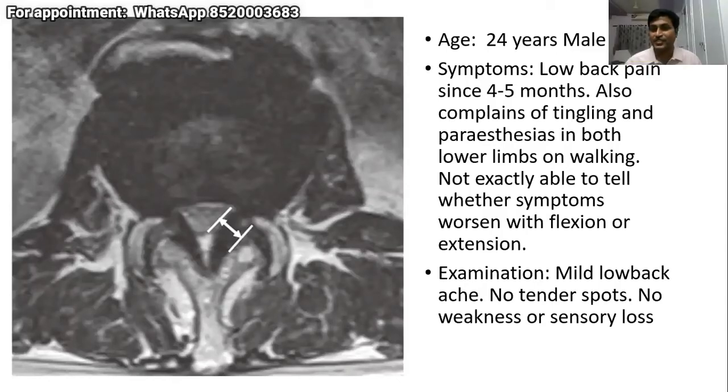So clinically, what is he suffering from? So diffuse disc bulge, can be there. Because there is a little loss of convexity in the disc. But first come from the clinical symptoms. Okay, so low back pain with tingling and paresthesias are suggestive of disc bulge. He may be having a disc bulge.